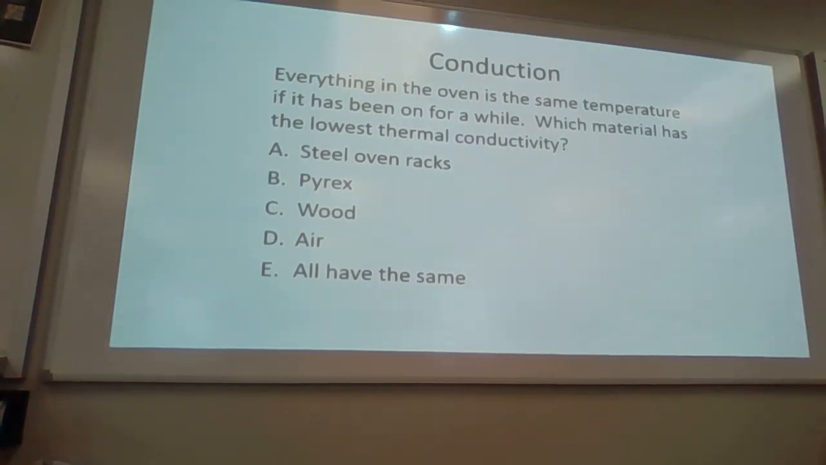So air has a really low thermal conductivity. It's still 450 degrees. It just doesn't transfer that energy to you as quickly. Okay?